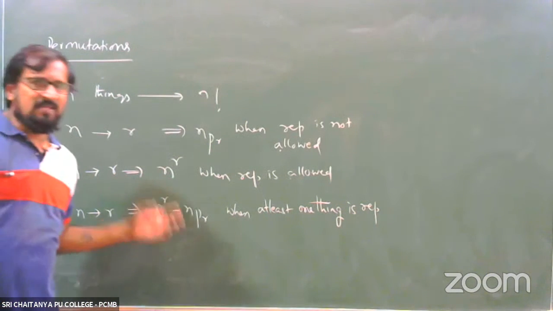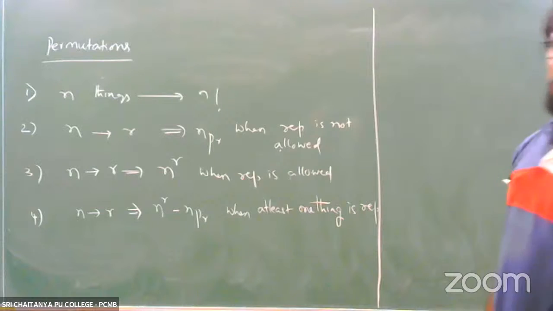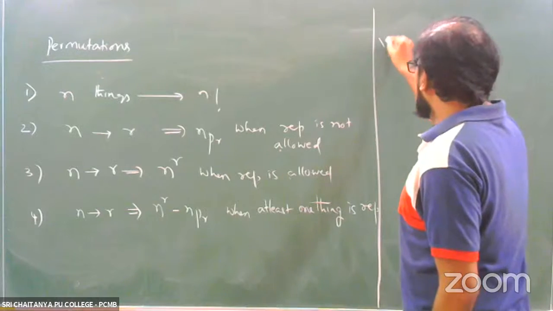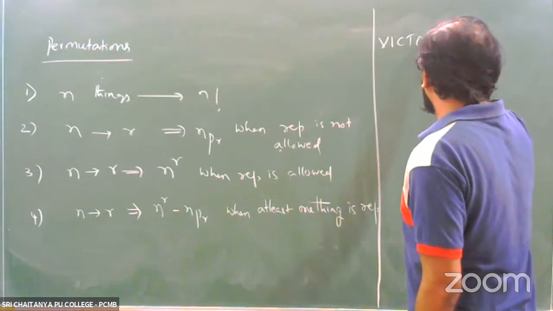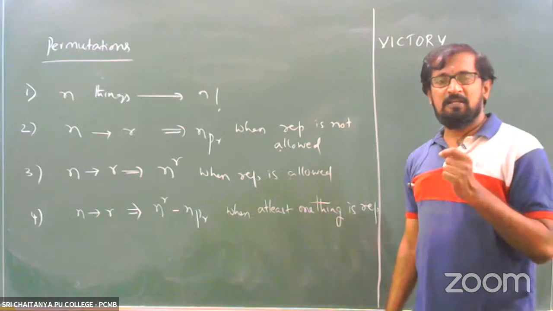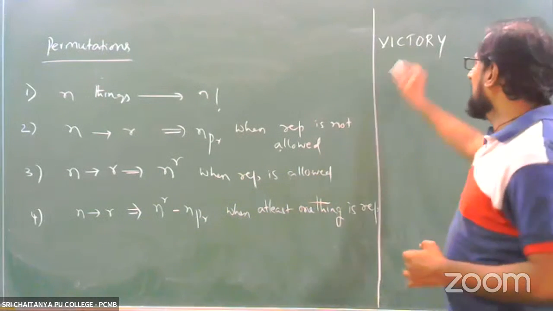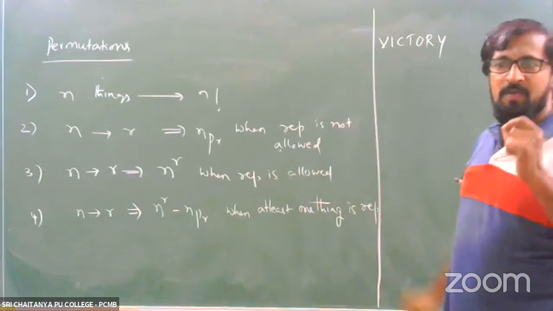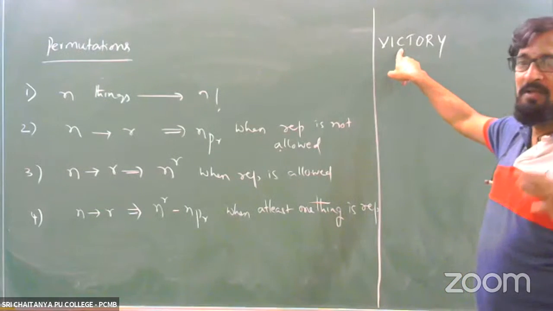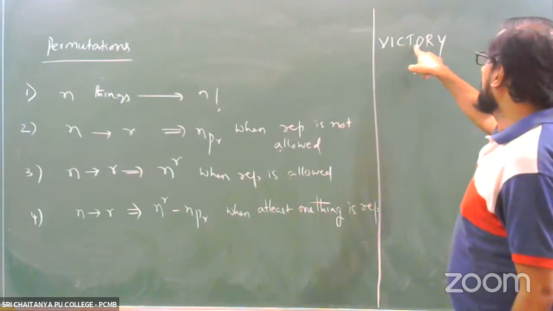Now let us go through some examples of this concept. First one, I am going to give you one question. In how many ways can the letters of the word be arranged by using all the letters of the word victory? 1, 2, 3, 4, 5, 6, 7.